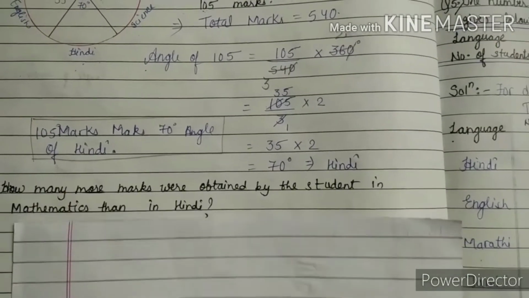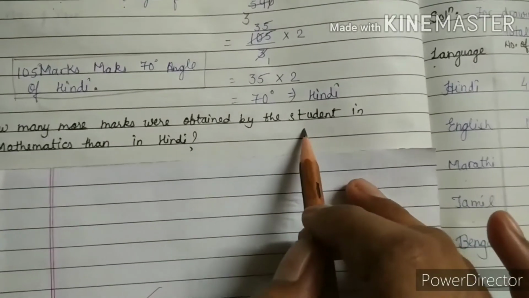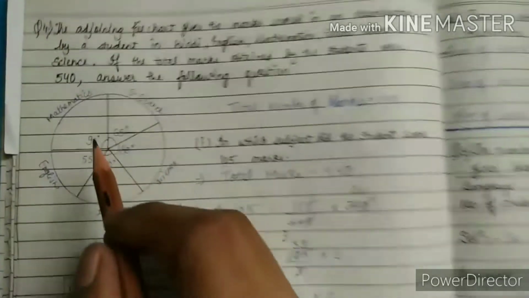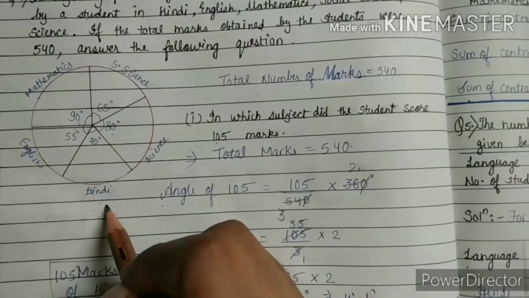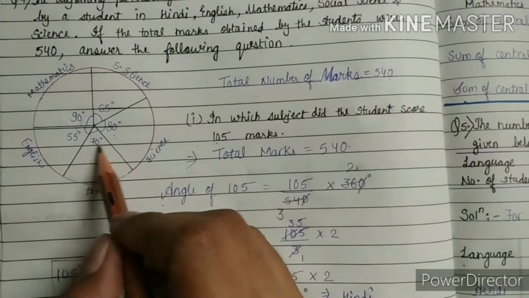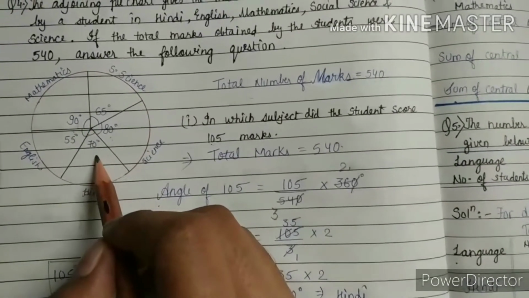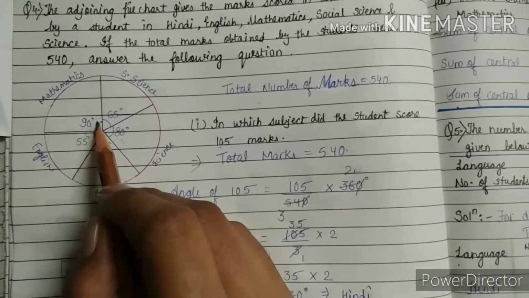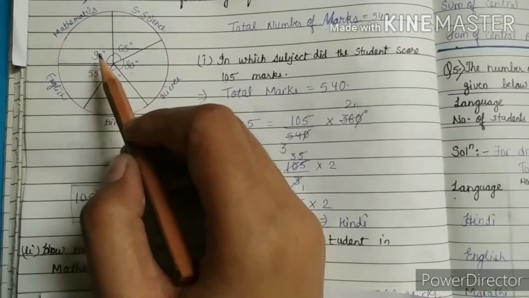Now, the second part is: how many more marks were obtained by the student in mathematics than in Hindi? We can see in mathematics the student got a 90 degree central angle, in Hindi a 70 degree central angle. So 90 degrees is more than 70 degrees. It means in mathematics he or she got more marks. So now, what is the score of 90 degrees? It means 90 degree central angle is how much score.